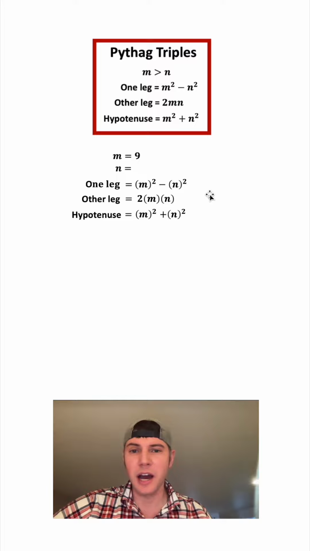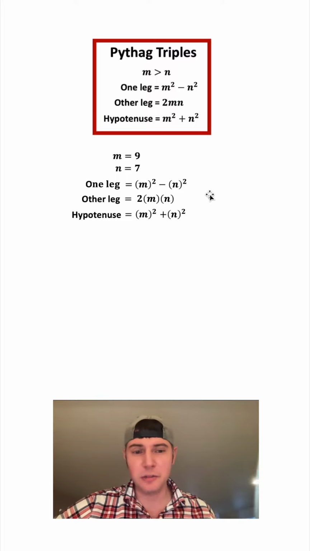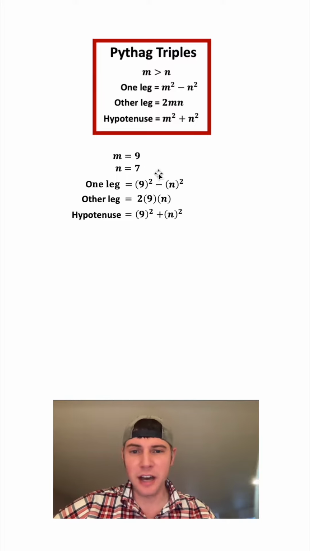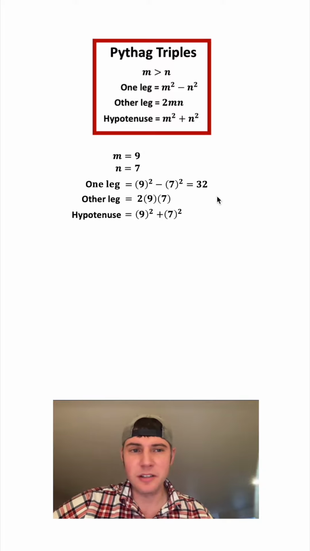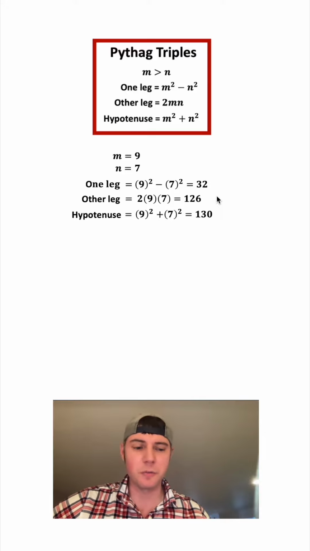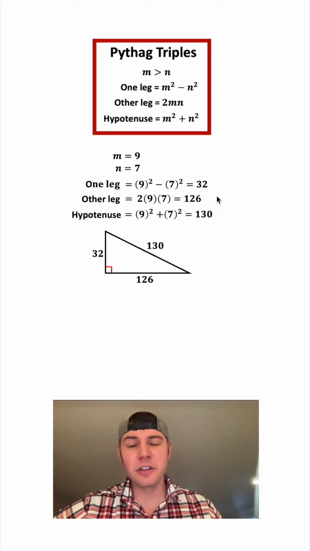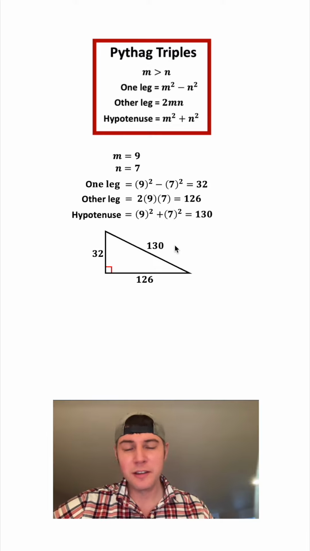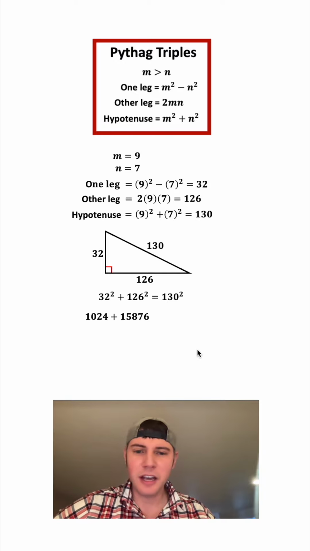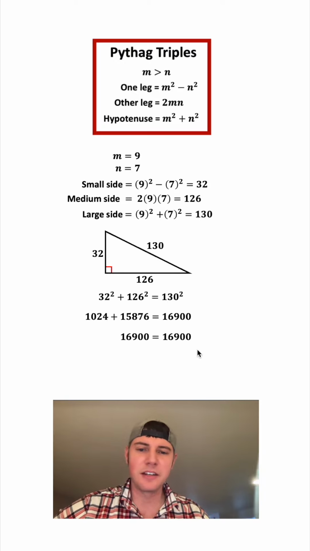Let's do 9 and 7. There's nothing special about these. I just chose these randomly. So let's plug in 9 for the m's and 7 for the n's. 9 squared minus 7 squared is 32. 2 times 9 times 7 is 126. And 9 squared plus 7 squared is 130. Now we have a 32, 126, 130 triangle. This is a right triangle with whole number sides. It's a valid Pythagorean triple, and we can do the calculations and see that it does check out.